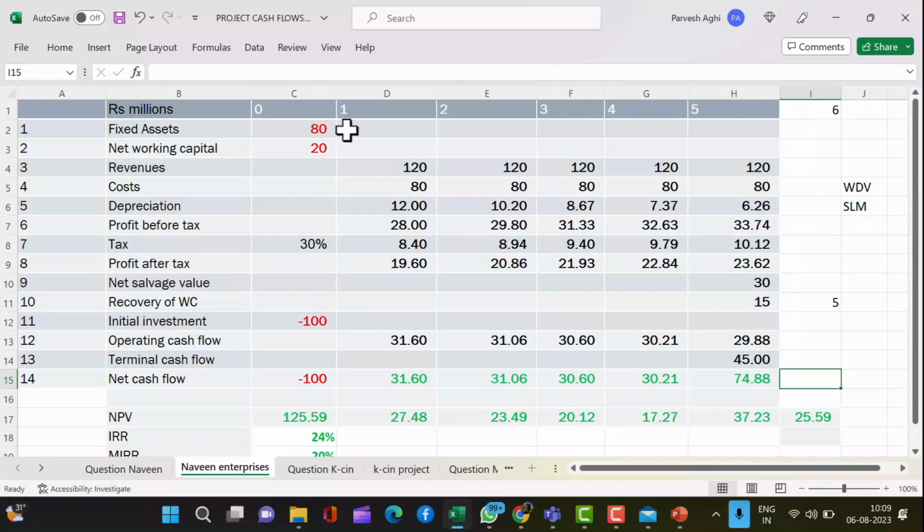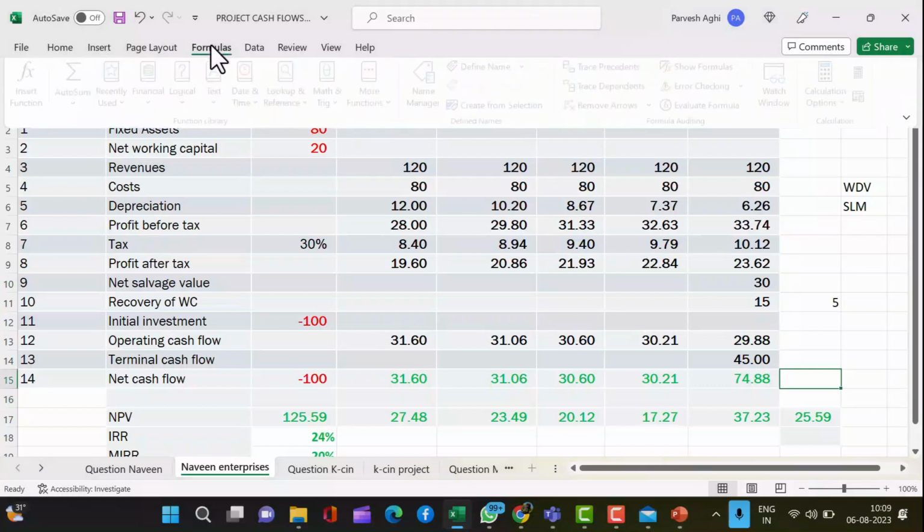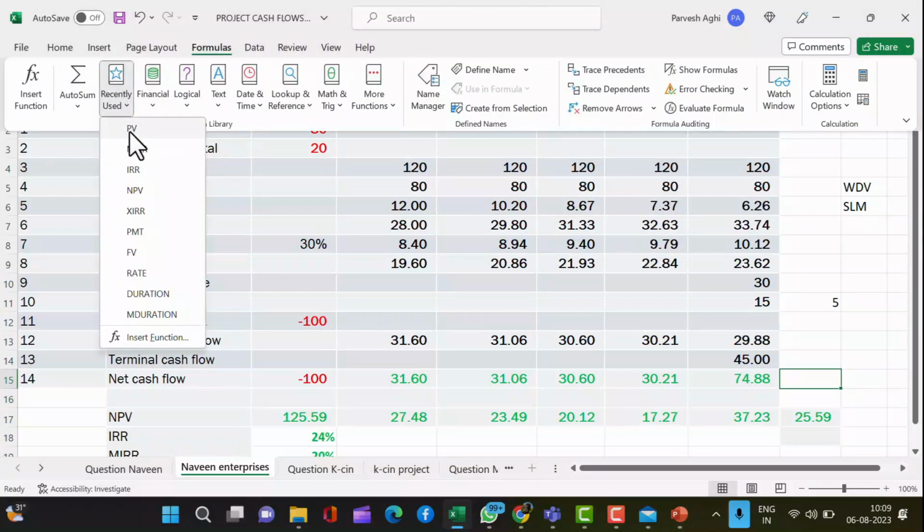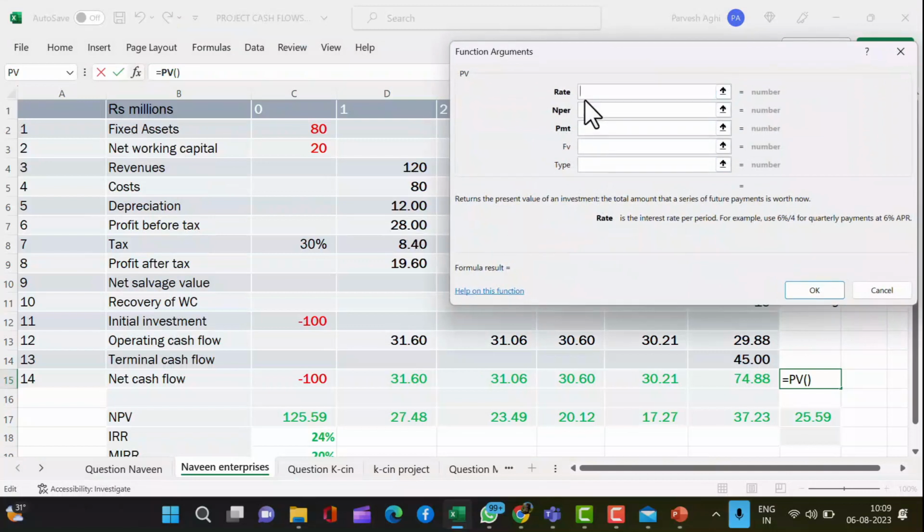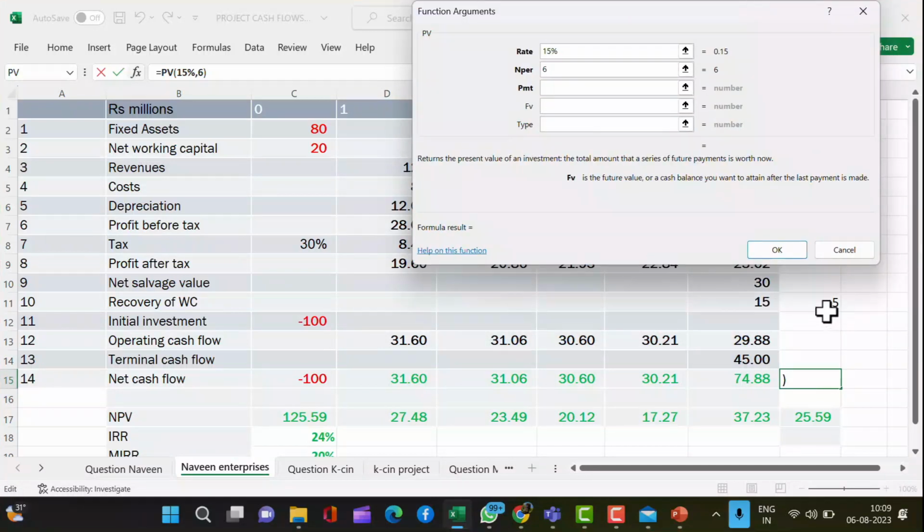Okay, fine. So you go and calculate the present value of this. Rate is 15%, and NPER is 6, and future value is this amount, 5 lakhs. Okay, and put a minus sign here.